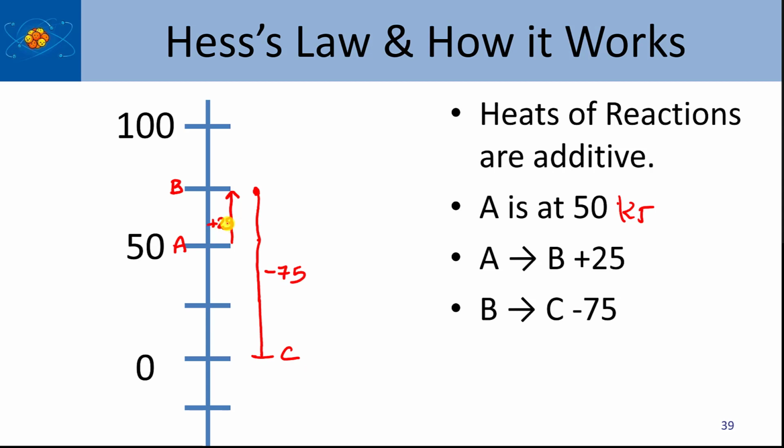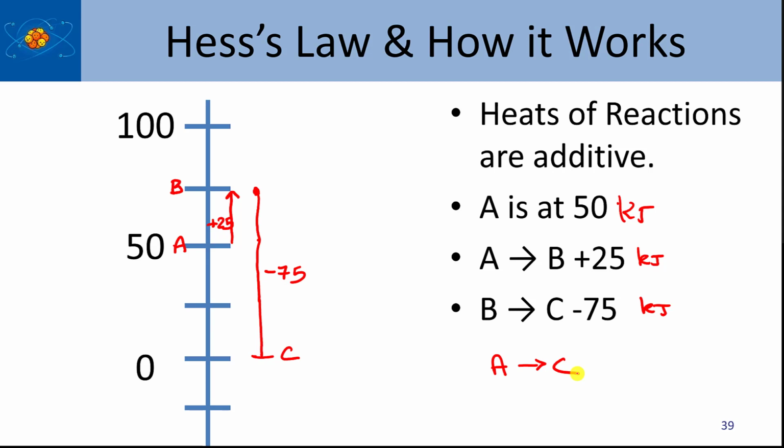So this is minus 75, and this is plus 25. Now, these are supposed to represent two very simple reactions. A goes to B, and it's endothermic for 25 kilojoules. And B goes to C, that process is negative 75, so it's exothermic for 75 kilojoules. What is the energy for A goes to C?